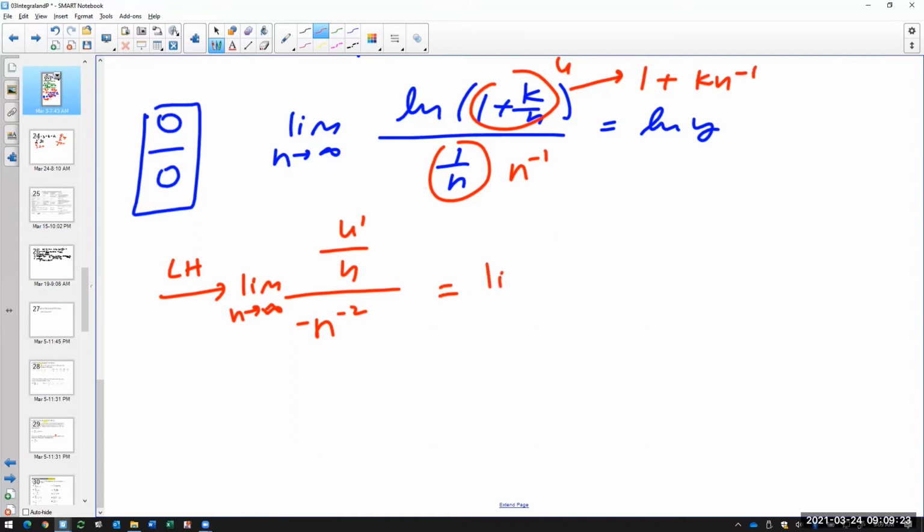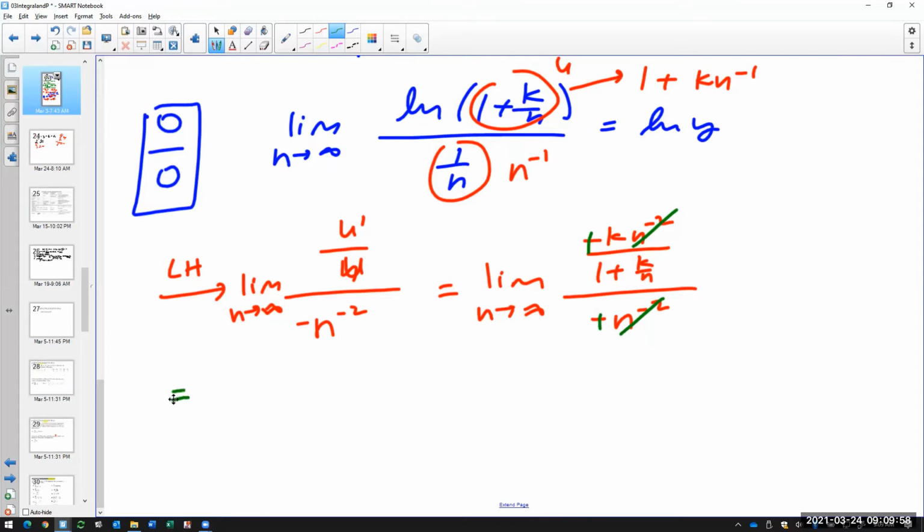So this is equal to the limit as n goes to infinity. The u prime is taking the derivative of this. The derivative of 1 is just 0. The derivative of k n to the negative 1 is negative k n to the negative 2, over u. U is this whole thing. So it's 1 plus k over n, all over negative n to the negative 2. All I did was take the derivative of the top by itself, and the derivative of the bottom by itself. The n to the negative 2's cancel out. The negative signs also cancel out.